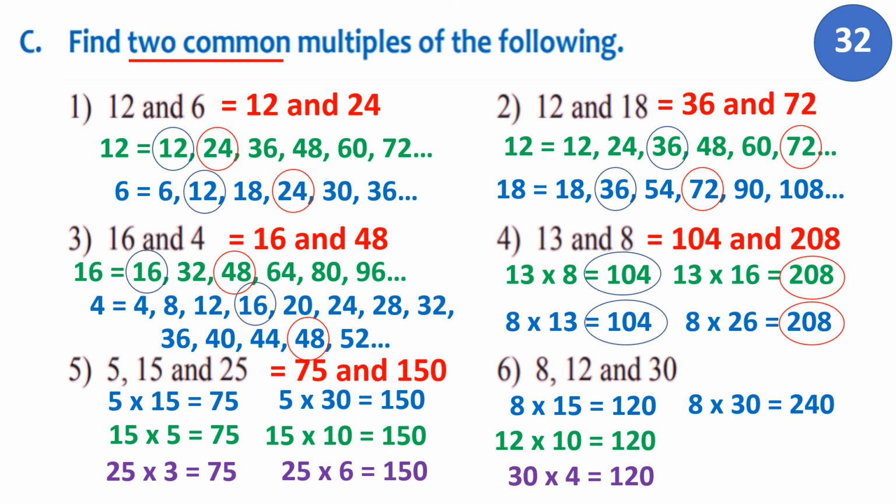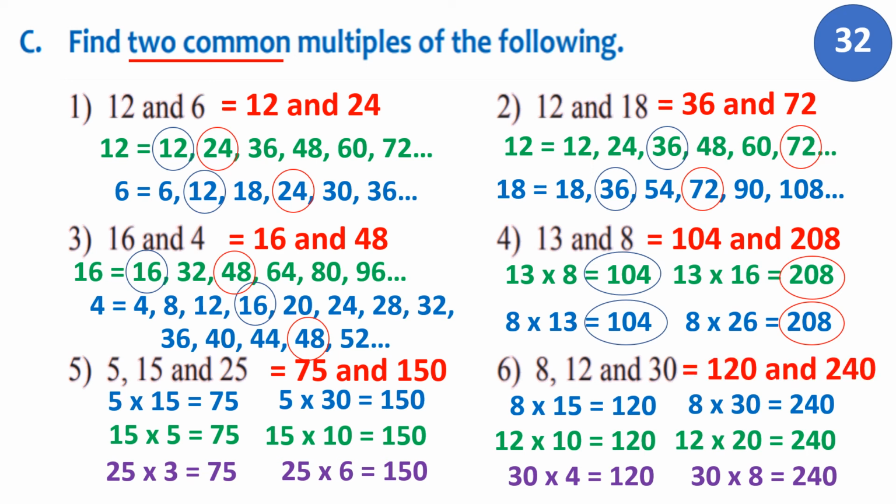The next number is 240. 8 times 30 is 240. 12 times 20 is 240. And the last is 30 times 8 is 240. Now your answer here is 120 and 240. Correct, students?